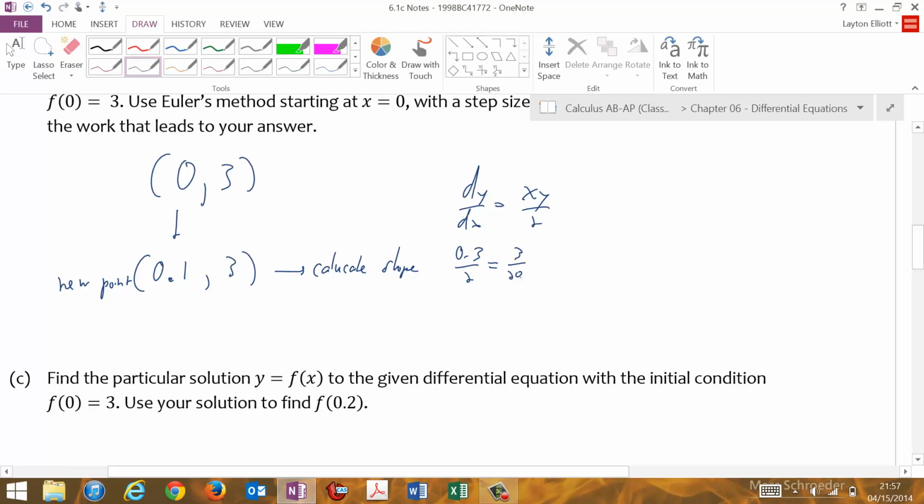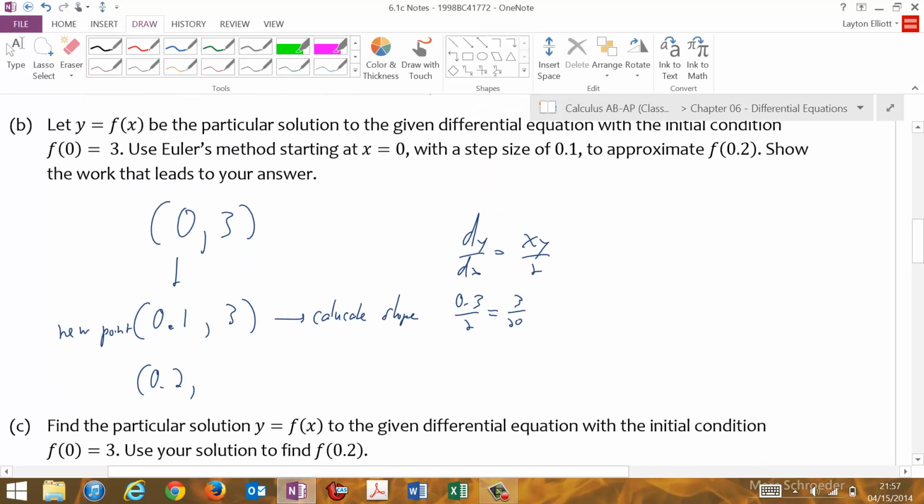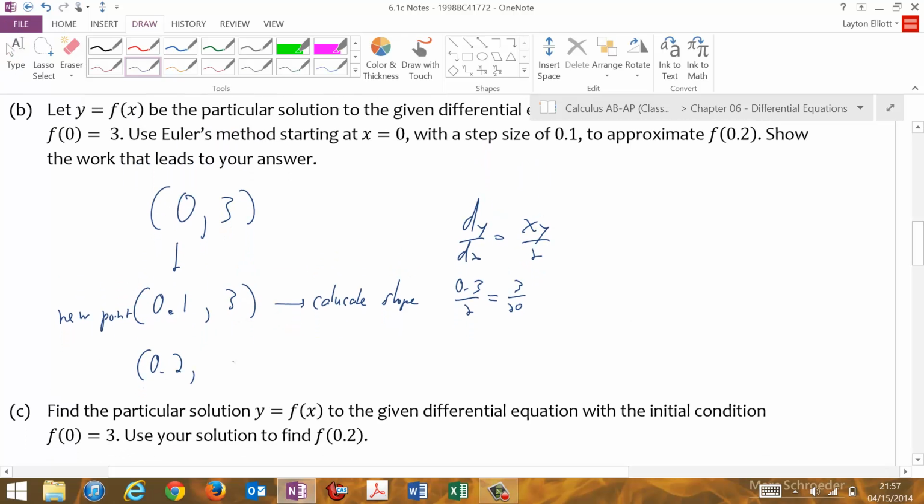Okay. So we're going to do the same thing now. I'm going to walk over one more step, to 0.2. And I'm going to add that, that's the next one with a step size of 0.1. And then I have 3. Now I need to go from 3, and now I need to go up 3 over 20, but only to where x is 0.1 over.